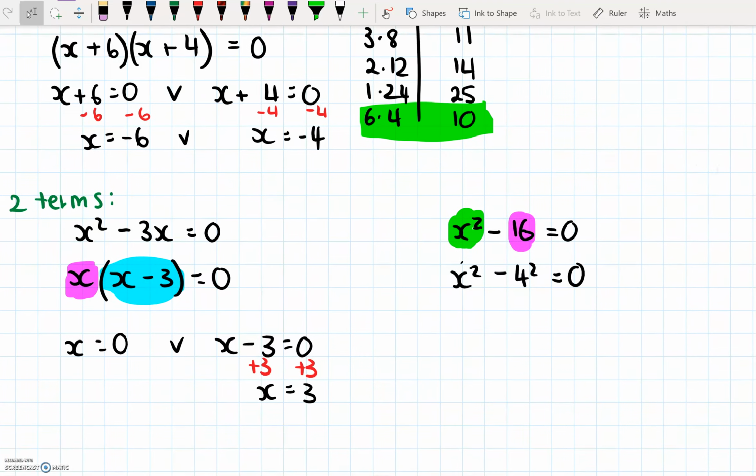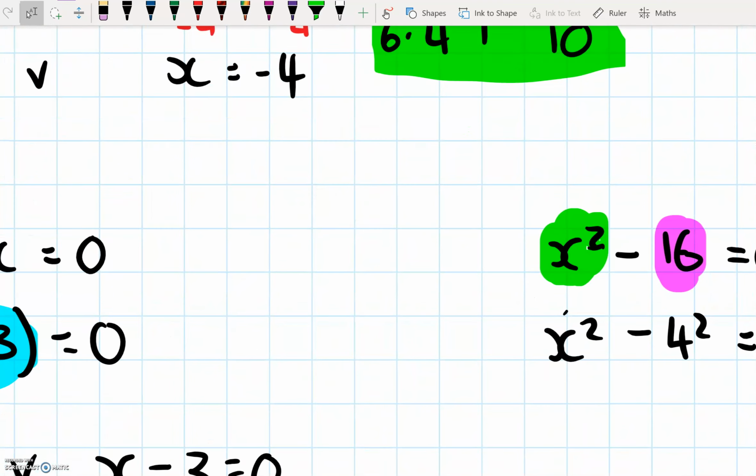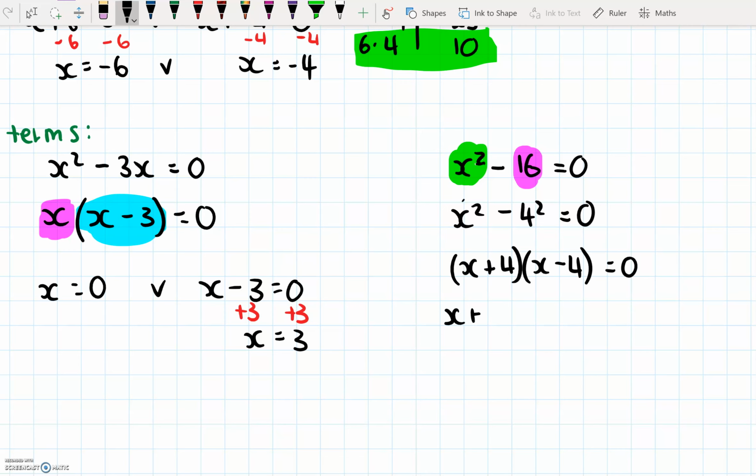What do we do with the difference of two squares? We can factorize it. Sorry, it's hard when you're left-handed because screens don't do what they're supposed to all the time. That becomes x plus 4, x minus 4 equals 0. Now we have a times b equals 0, so x plus 4 equals 0 or x minus 4 equals 0. X equals minus 4 or x equals 4.